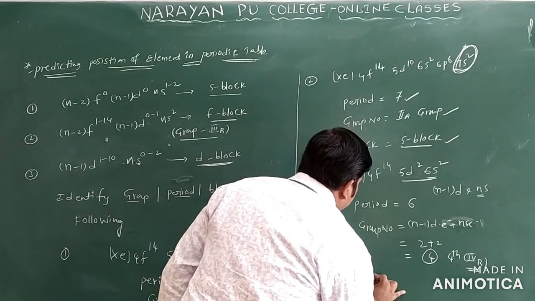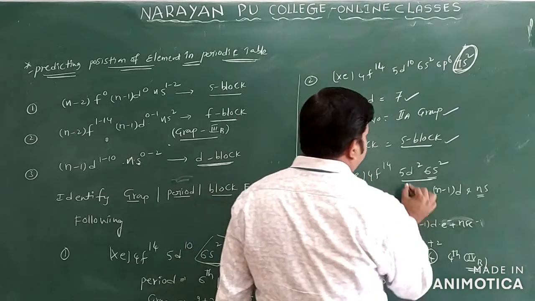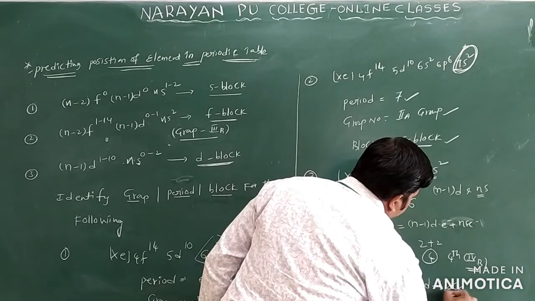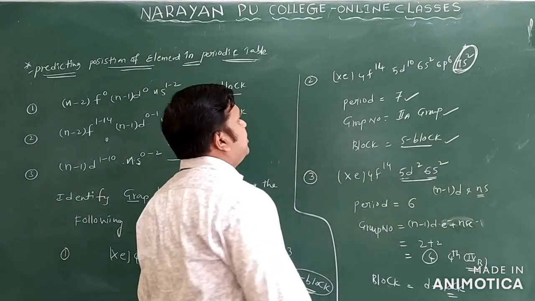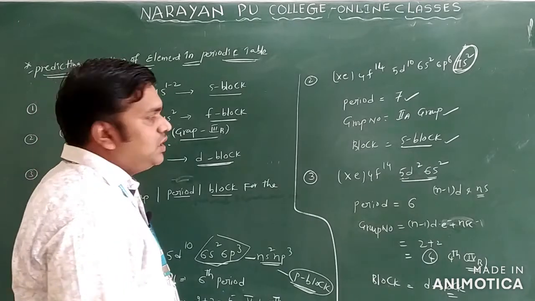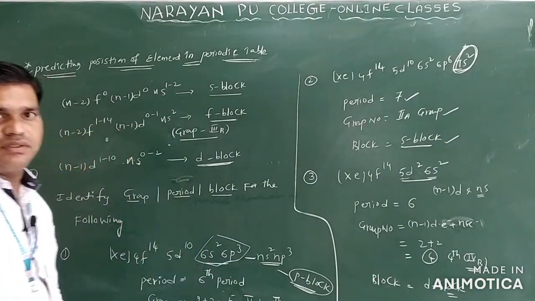And one more thing you can say is which block it belongs to. What configuration is there? d is there. So it belongs to the d block. So this is the way of identifying the period number, group number and block when they give the electronic configuration only.